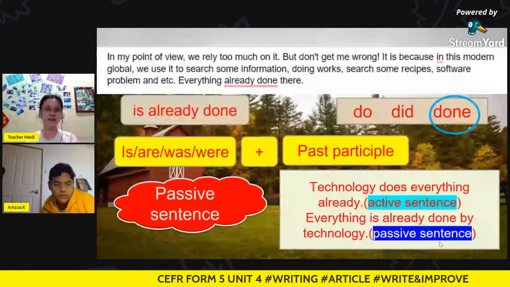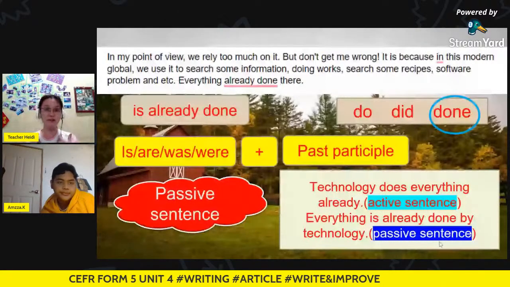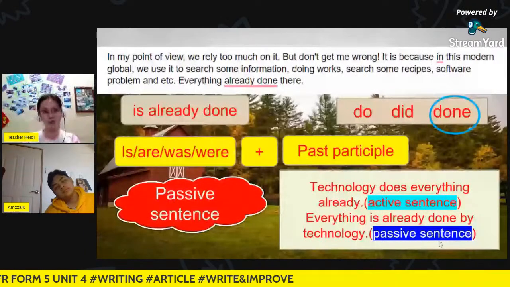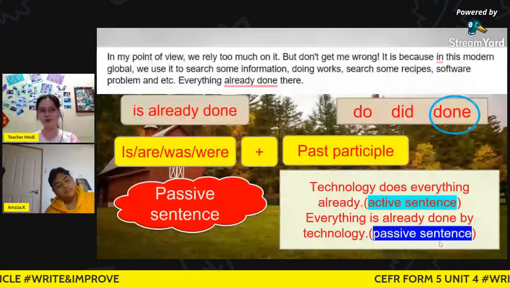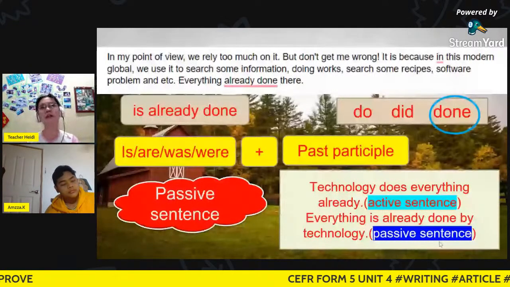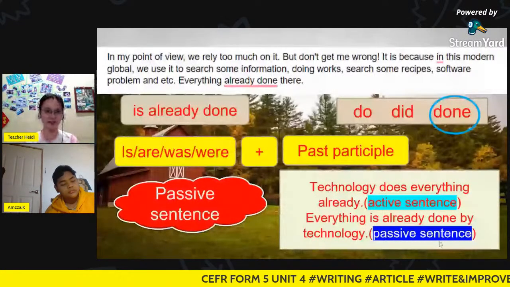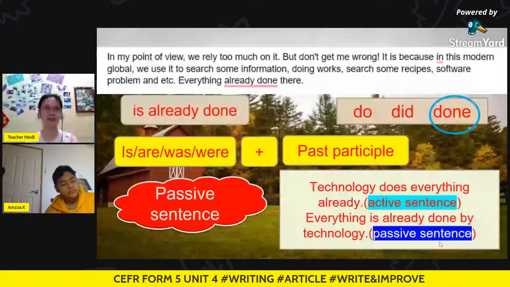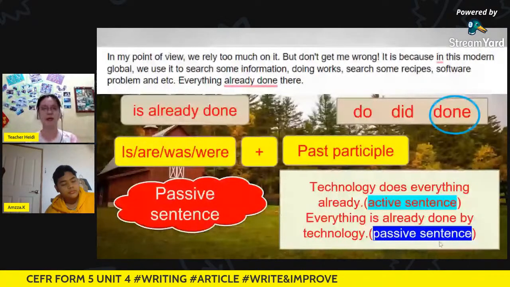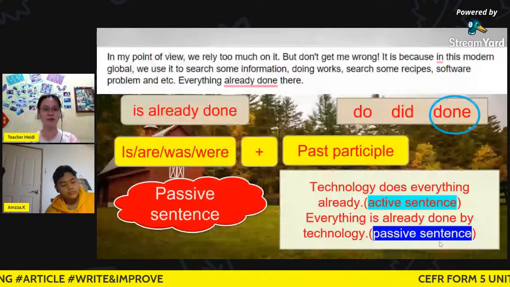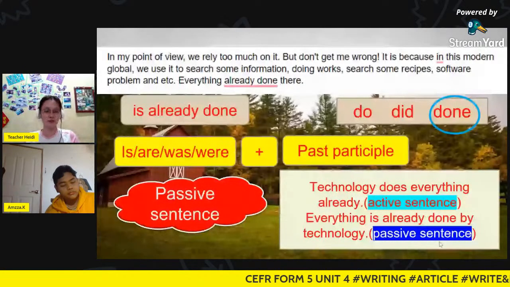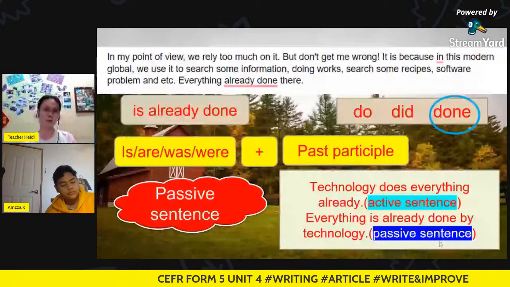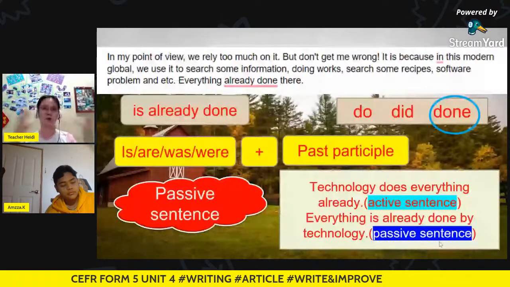Let's say you want to focus: my wallet has been stolen. Your focus is my wallet. You're focusing on the wallet. The wallet is more important. My wallet has been stolen. So you won't say the thief stole my wallet, because you are putting the doer into the action. The thief, which you don't even know who the thief is. Or you say someone stole my wallet, but you do not know who that someone is.